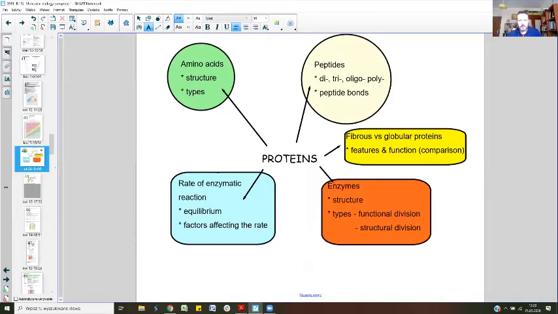In a separate lesson, we are going to talk about enzymes, their structure and role, and then we will explain what happens in an enzymatic reaction, describing the rate and the factors affecting the speed of the enzyme.